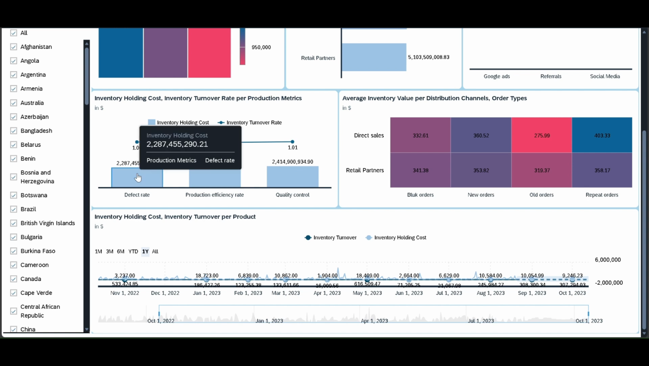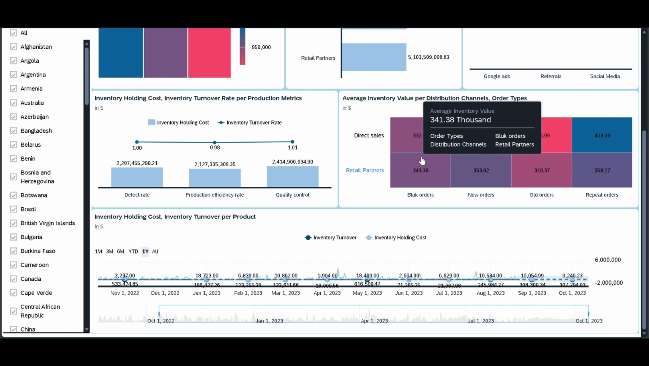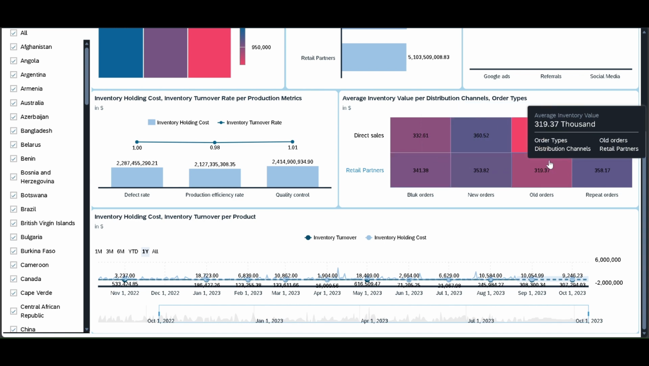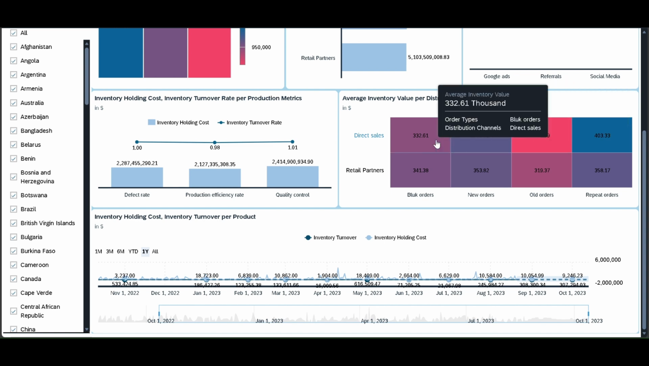Average inventory value per distribution channels and order types. This heat map compares how different channels and order types, bulk, new, old, repeat, impact inventory value. Direct sales and retail partners show a rich distribution of values, with pockets like direct sales, repeat orders performing highest.